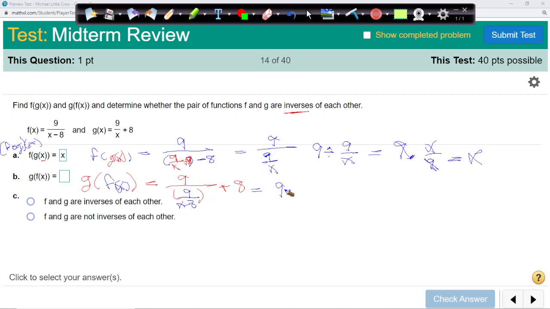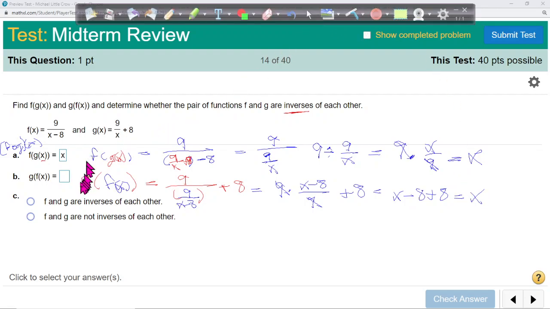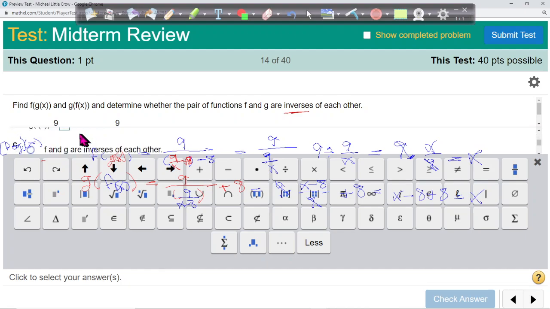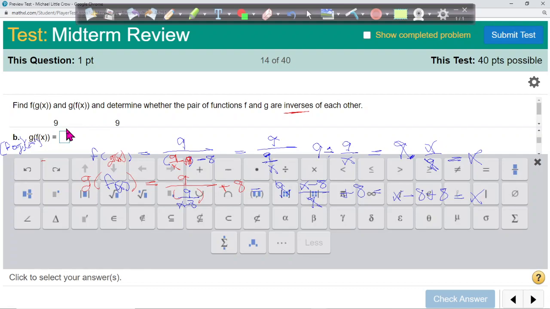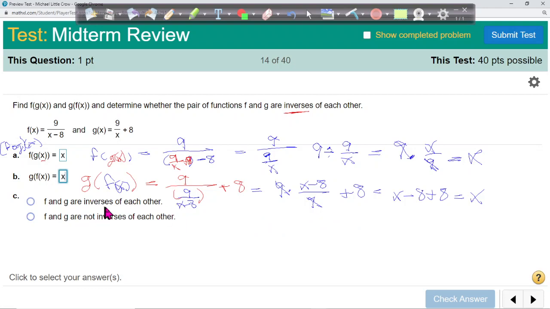Let's take care of that. I'm going to make it multiplied by the reciprocal. So 9 times x minus 8 over 9, plus 8. The 9 divided by 9 is 1. So I've got x minus 8 plus 8. Now I'll just rewrite it, because it looks like it's in a fraction, but notice the fraction's really gone. So this is just x minus 8 plus 8. Negative 8 plus 8 is 0. So that's x as well. So we did end up with both of these starting at x, both of these ending at x. They're inverses of each other. They undo each other. So f and g are inverses of each other.